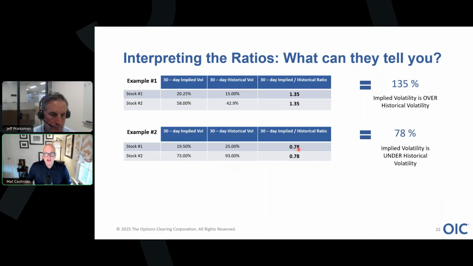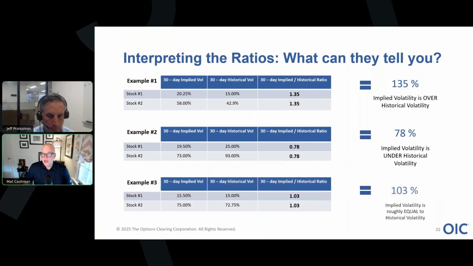The same thing can happen if the implied vol is under the delivered vol. In this case, you have a 0.78 ratio, and this is like a 19 vol, but this is a 73 vol. And the 73 is lower than the 93 on the historical side, and so you still get that same 0.78 ratio. That means that the implied vol is 78% of the delivered vol. And then you have a scenario in which the implied and the historical are very close to each other, but one of them is a 15 vol and one of them is a 75 vol. This is meant to drive home the idea that just because something has a super high implied vol, it doesn't necessarily mean that the options are a screaming sale.